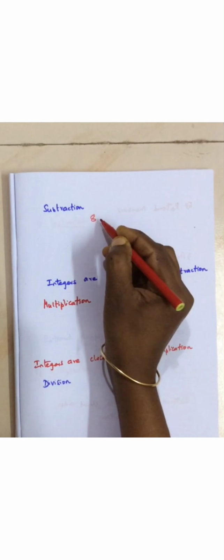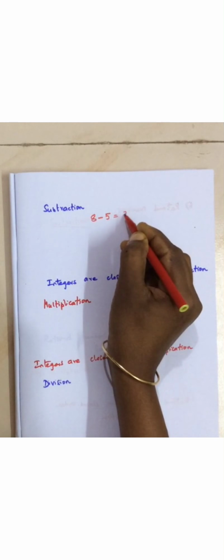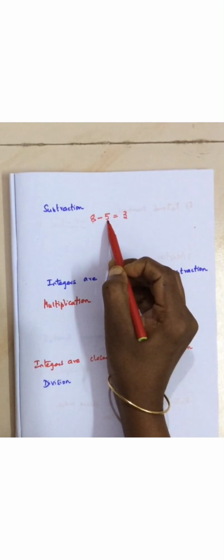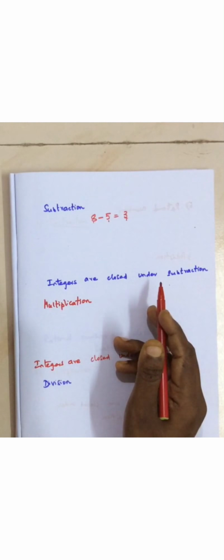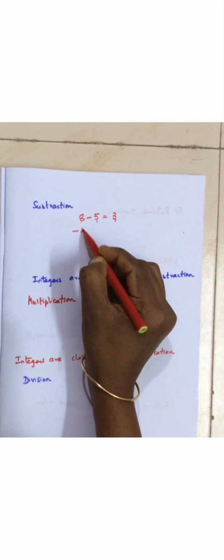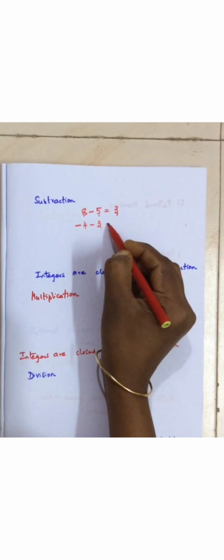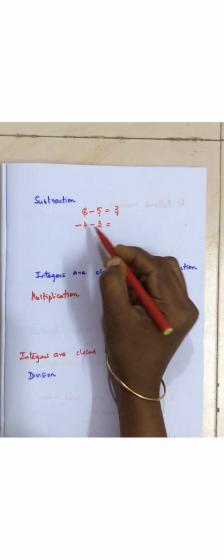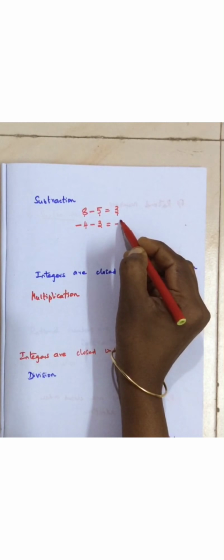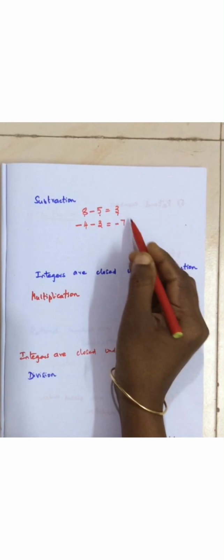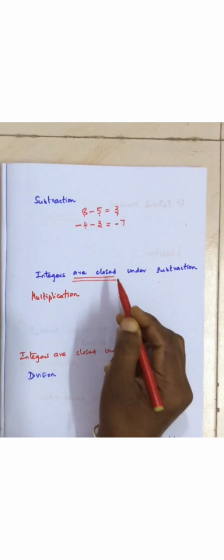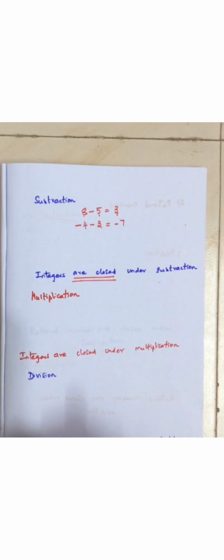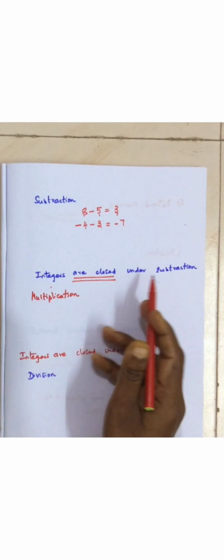Subtraction, we can check with any example. Suppose you take 8 minus 5, which gives 3. So 8 is an integer, 5 is an integer, 3 is also an integer. So we can say integers are closed under subtraction. Even if we take -4 - 3, the answer will be -7. So -7 is also a negative integer. So integers are closed under subtraction.